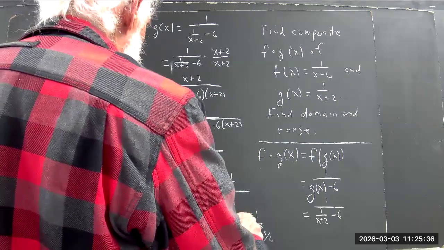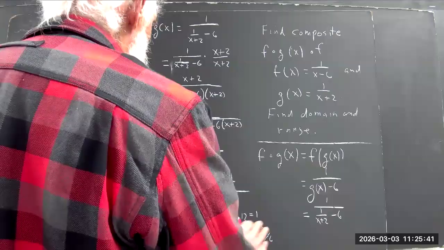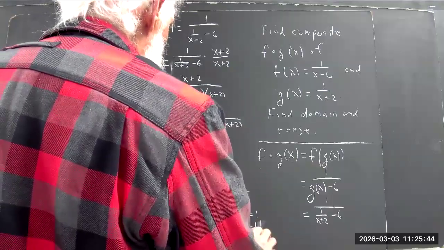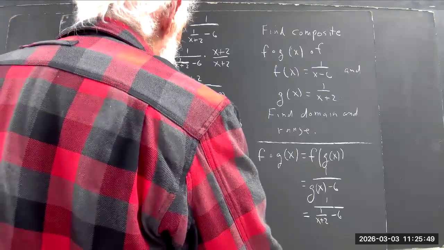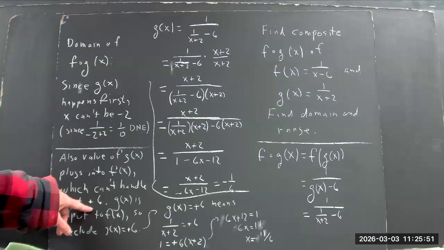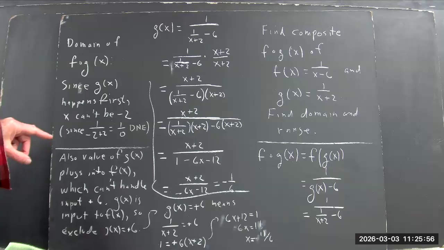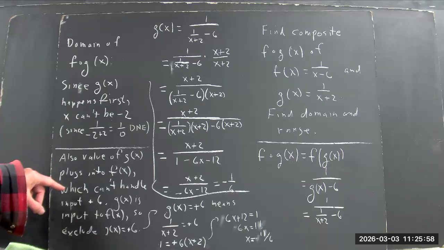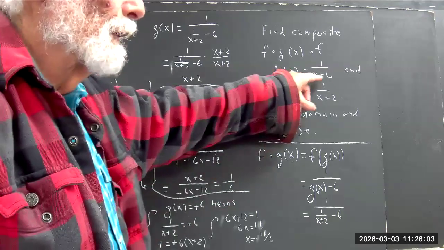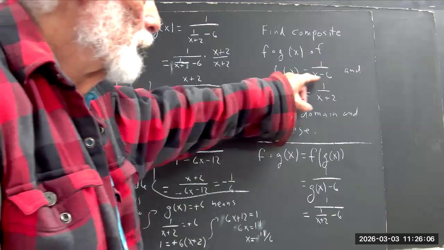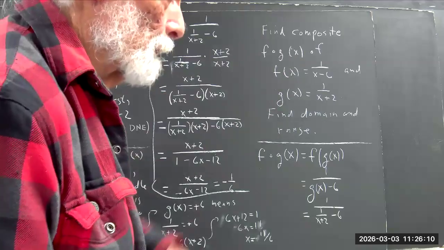So it's going to be 6x plus 12, so that 6x equals 11 and x equals 11 over 6. Okay. Changing my statement that g of x plugs into f of x, and f of x can't handle input plus 6 because your denominator is x minus 6. If you plug in 6, you're going to get 1 over 0. Means g of x can't give you the 6.